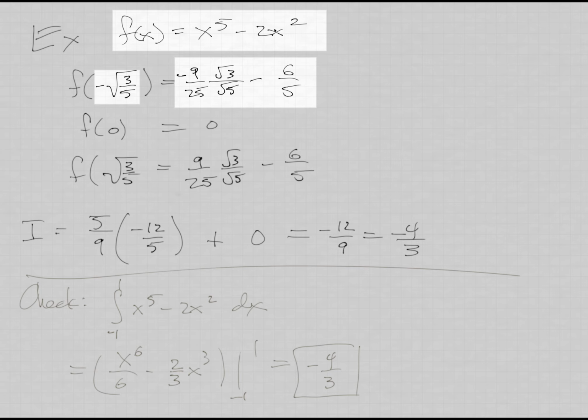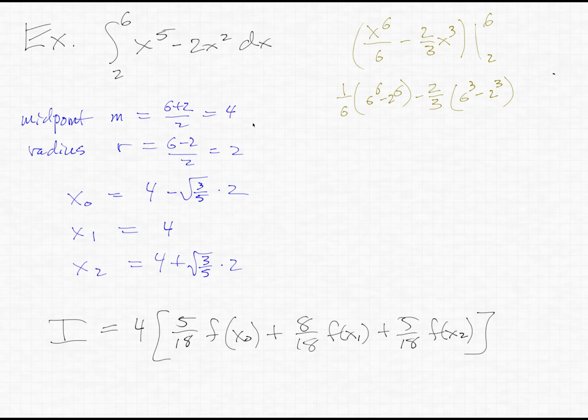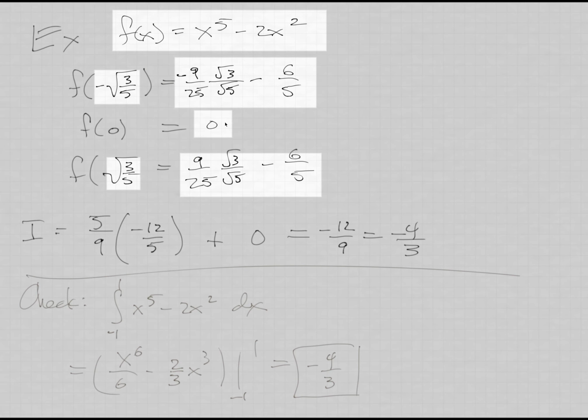F of 0 is just equal to 0, right? F of radical 3/5, well, then you get pretty much the same thing we got when we plugged in negative radical 3/5, except that the first term is positive. That's the only difference between these two. And now when you take the weighted average of these three values, right, what did I say? It's going to be 5/18 this plus 8/18 this plus 5/18 this. If you take that weighted average, actually you're going to get some cancellations, like this term is going to cancel against this term. So the whole thing actually just reduces to this. And finally you get -4/3 as the value of the integral.